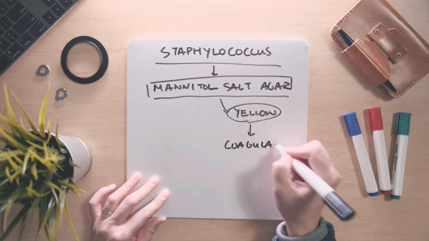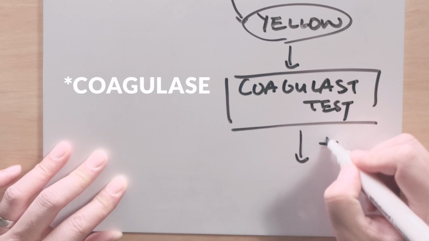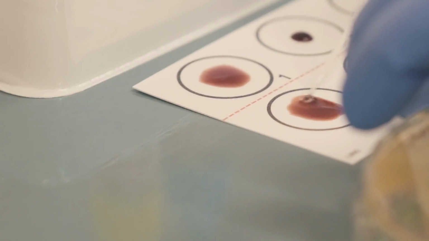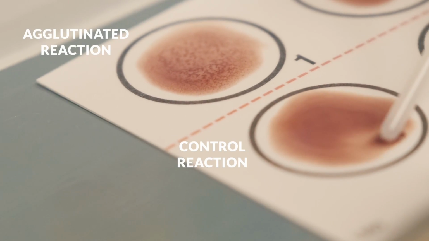Staph aureus is the only Staph species that contains the enzyme Coagulase, and we can run an immunological test to detect its presence. We rub a colony of our suspected microbe into the Coagulase reagent as well as the control. If Coagulase is present, the reagent containing antibodies against Coagulase will clump the bacterial cells together in what we refer to as agglutination. This will look very different to the control reaction.